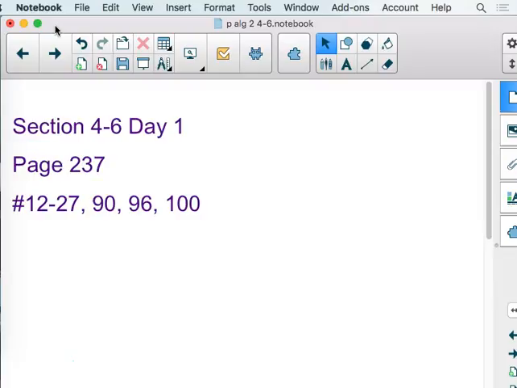Completing the square. Is there a non-1 a? An a that's not 1 yet? Not yet. Okay, good. No.